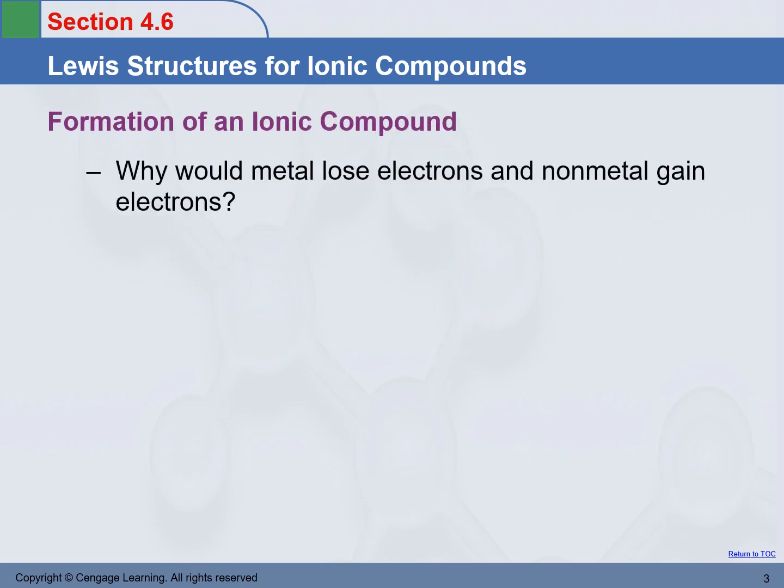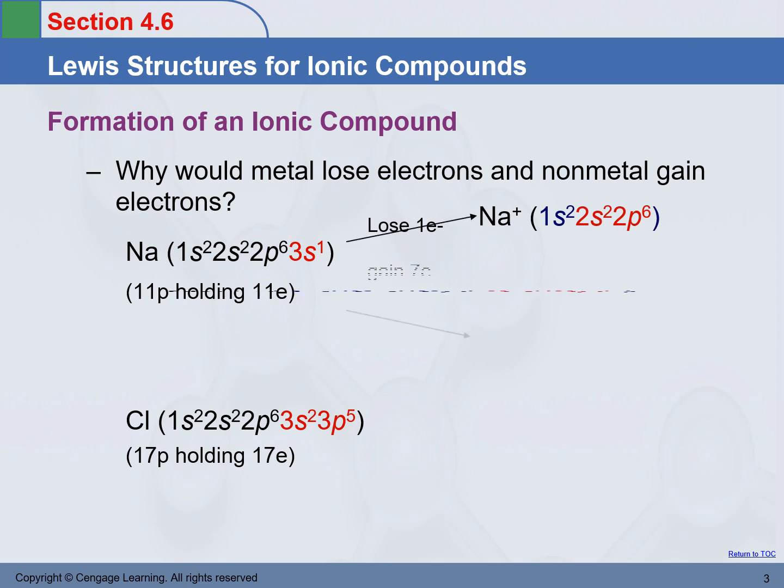Now there's one question we didn't ask on the last slide. I don't know if you guys had that question when we were on the last slide. Why would a metal, sodium in this case, lose electrons and a non-metal gain electrons? Why wouldn't the metal gain electrons? For the sodium, there are actually two different ways to satisfy the octet rule.